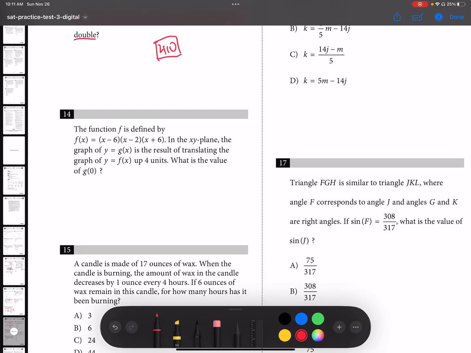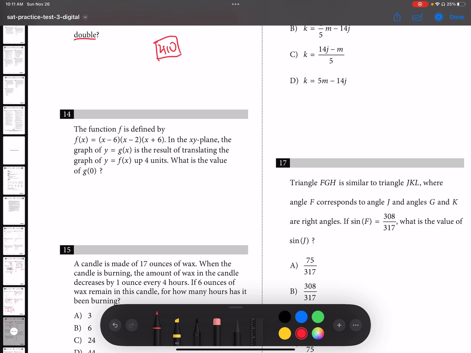Okay, 14. The function f is defined by f of x equal to x on the xy plane of the graph. We're translating the graph upward, and what is the value of g of 0? So in the given graph, we know that y is equal to g of x, and translating it, we know that y is equal to f of x plus 4 units up. So we could just say plus 4 for that.